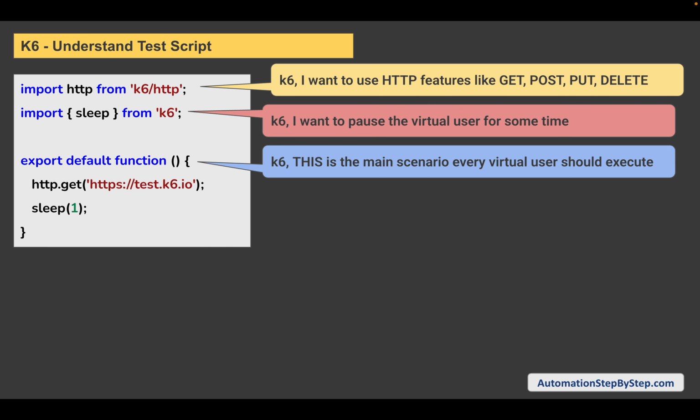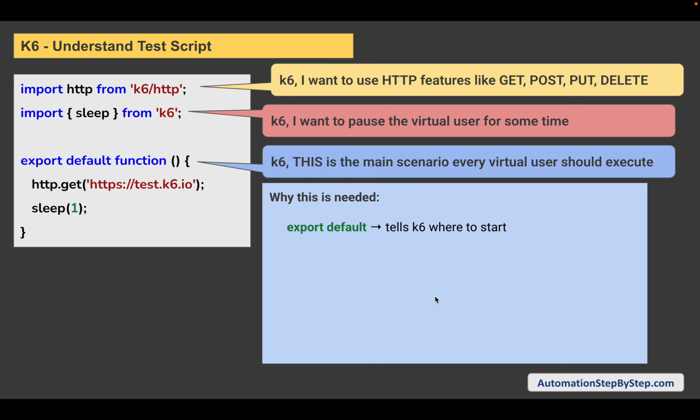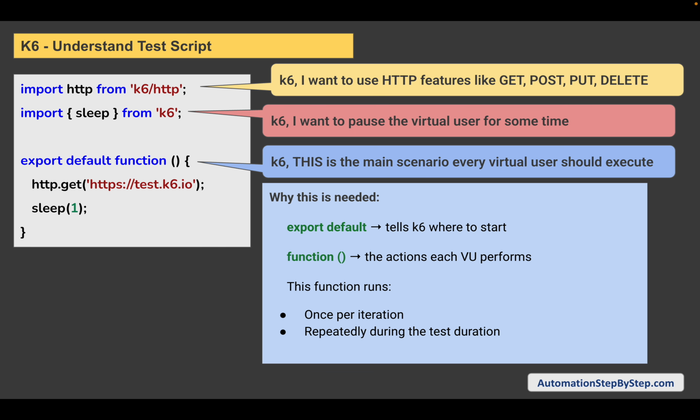All right, now the third part where we have this default function. So this is the main scenario which every virtual user executes. In any K6 script, wherever you see this default function, this is what every virtual user will be doing. It tells K6 where to start, or what a virtual user will be running. This function runs once per iteration, and it will keep on repeating for the entire test duration.